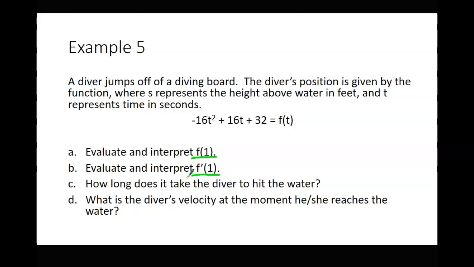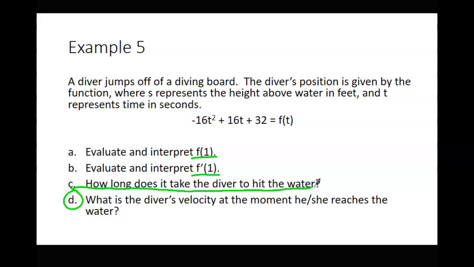The next thing I want you to look at is a specific application of this problem. I've seen this question asked in calculus textbooks and sometimes even in AP test prep books. Part D is what they ask. They ask something like, what is the diver's velocity at the moment he or she reaches the water? Now, the only way you can know that is when they reach the water. So me being the nice teacher I am, I'm telling you now, we need to do that first.